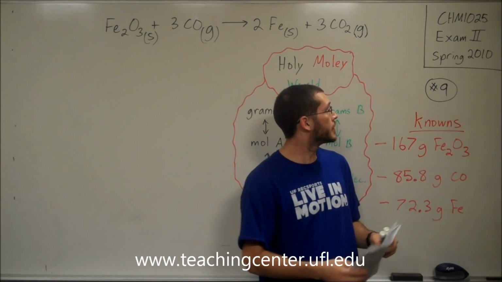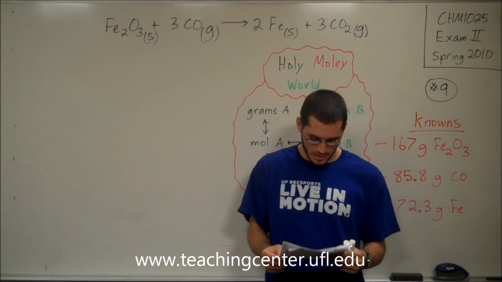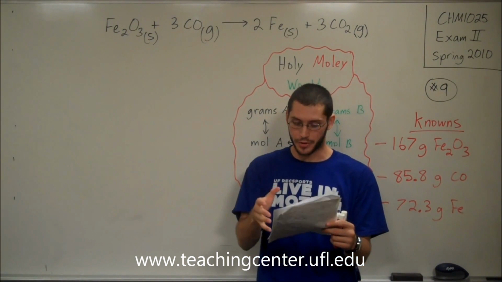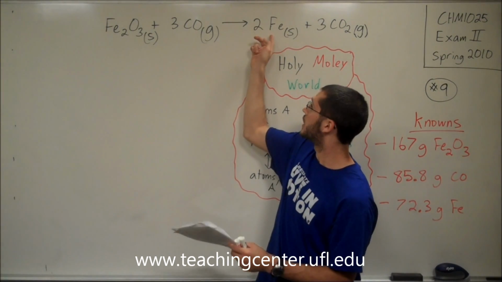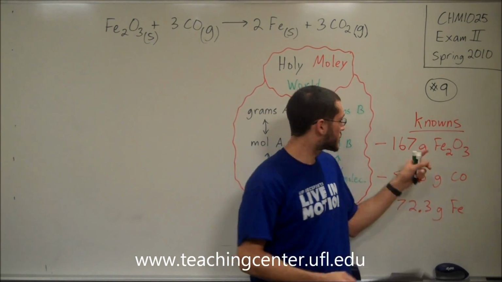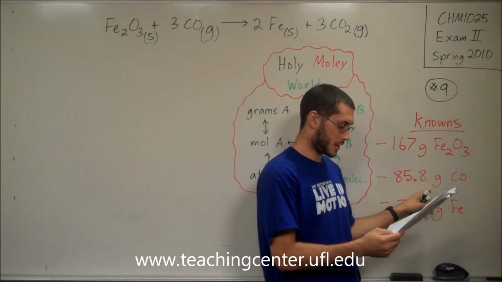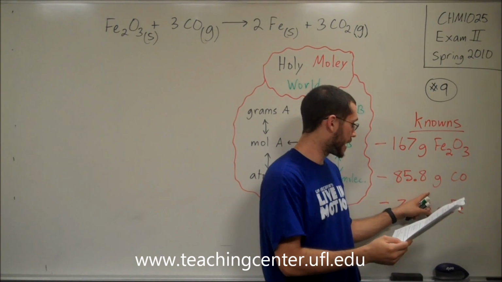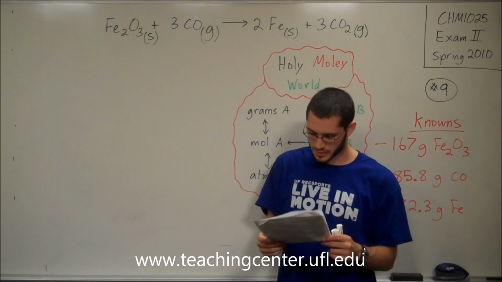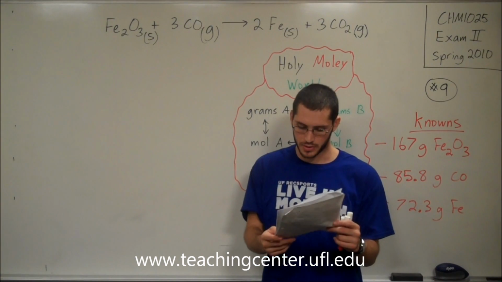Chem 1025's Exam 2 Spring 2010, number 9. It says, the following reaction is used to obtain iron from iron ore. So here's the iron, and we're getting it from the iron ore. The reaction of 167 grams of hematite with 85.8 grams of carbon monoxide produces 72.3 grams of iron. Determine the percent yield, assuming that carbon monoxide is the limiting reagent.